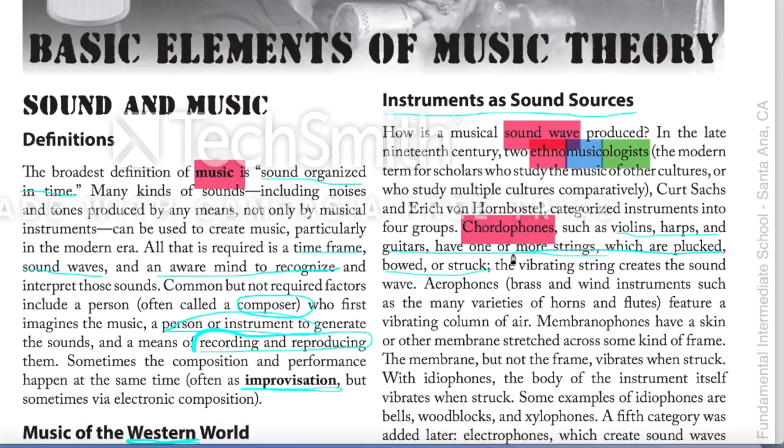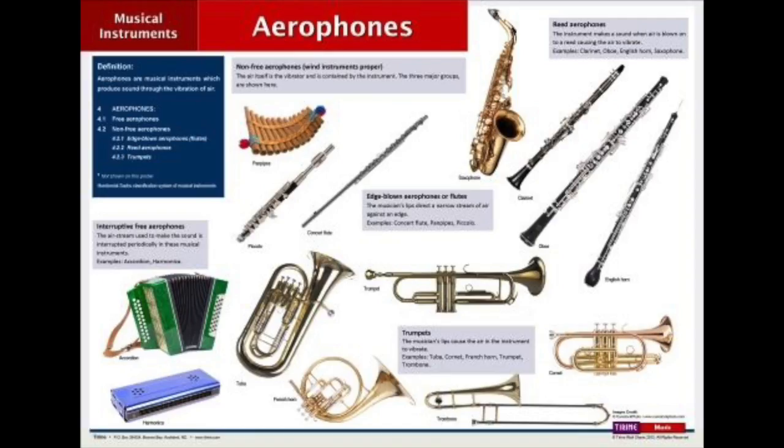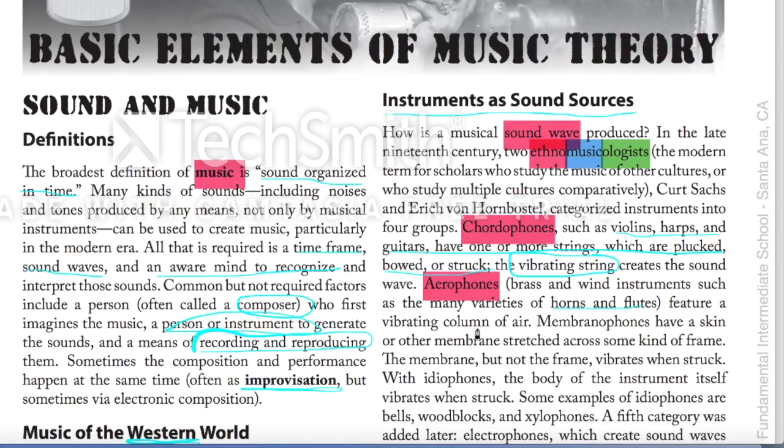All right, so it's the vibration of the strings. Then we have aerophones. If you think about aero, doesn't that sound like air? Well, that's exactly what it is. It's brass and wind instruments. Brass and wind instruments such as the many varieties of horns and flutes feature a vibrating column of air. So while the chordophones are vibrating strings, aerophones are the vibration of air.